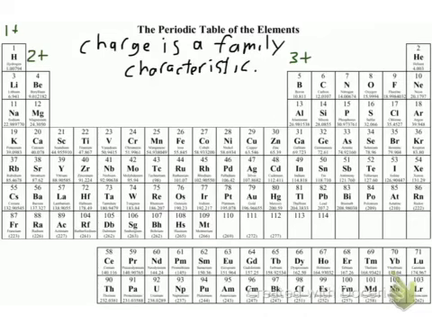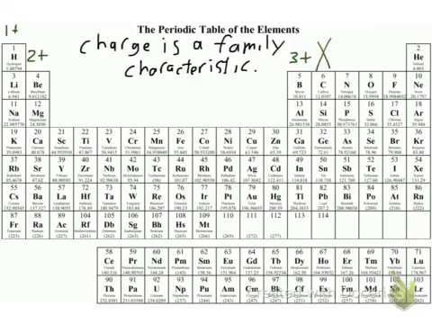The alkali metals are going to be 1+, so the hydrogen family. Hydrogen is not a metal, but it's in that column. Hydrogen, lithium, sodium, potassium, rubidium, they will all be 1+. The whole alkaline earth metal family, Be, Mg, Ca, they're 2+. You go over to the boron family, B, Al, Ga, they are going to be 3+.